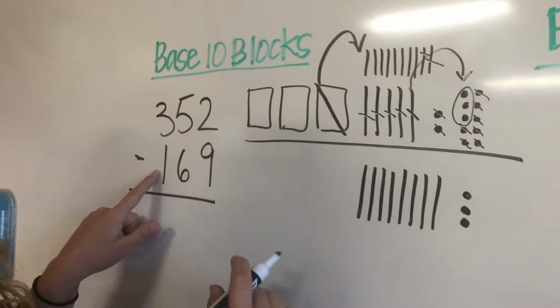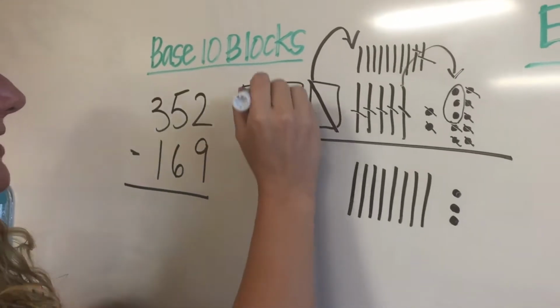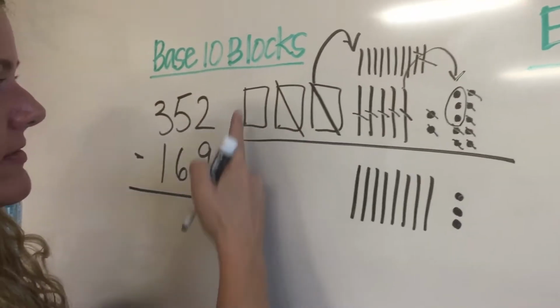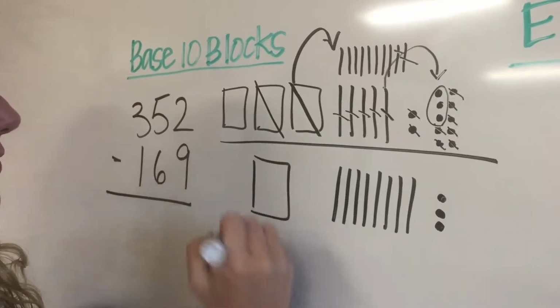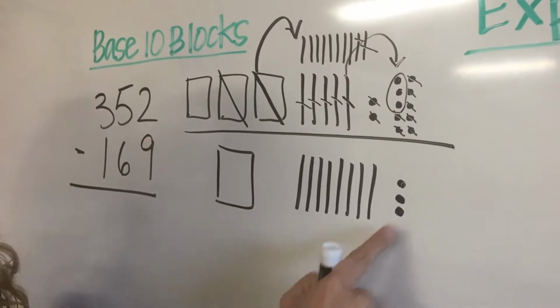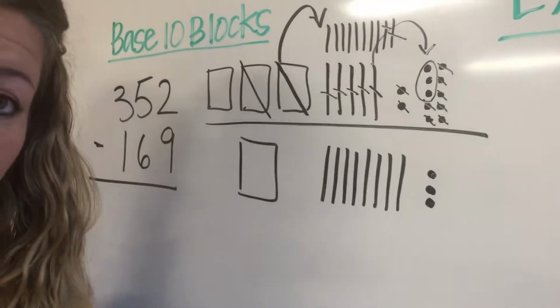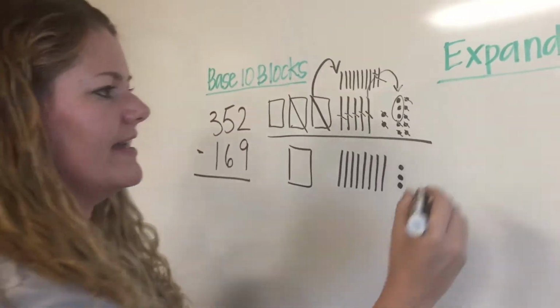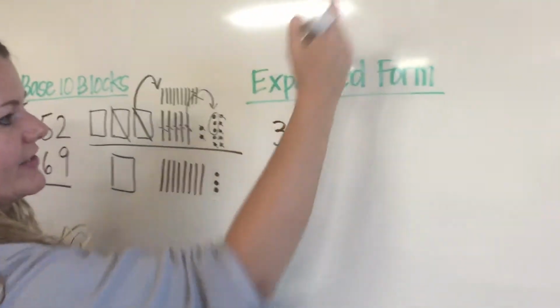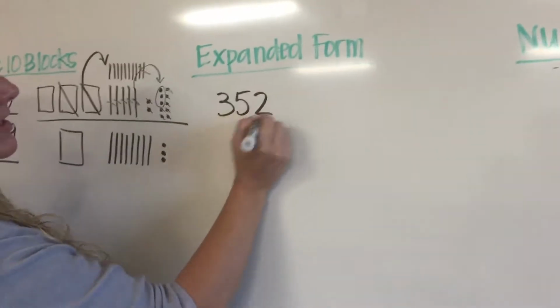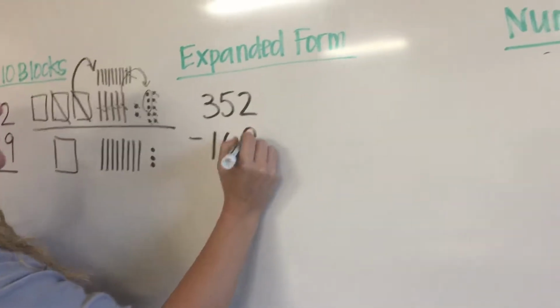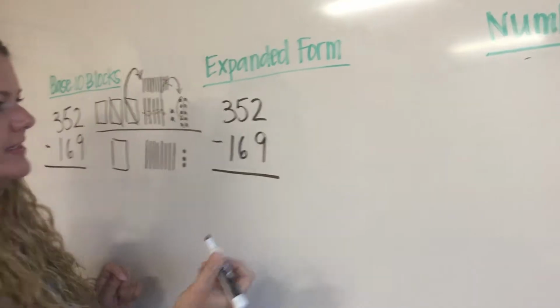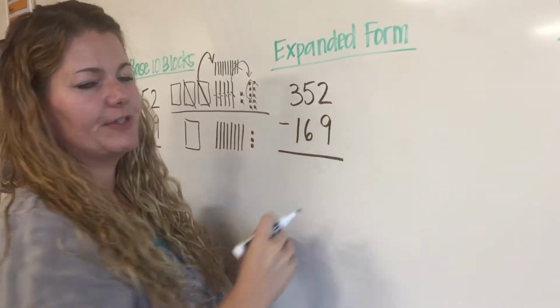Now we have to take away the 1 more 100. So I'm going to cross that one out, and I'm left with 183. So let's check it in expanded form and see if that pans out. We've got 352 minus 169. So I'm going to break that into expanded form.